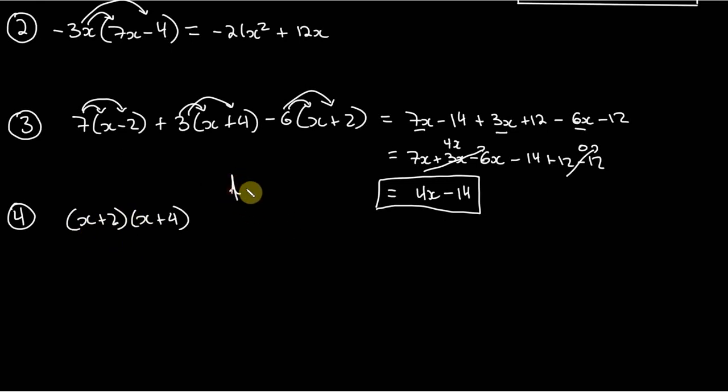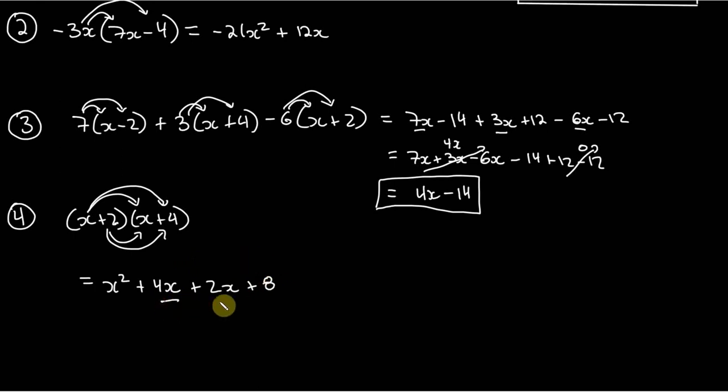Often I believe the FOIL method is quite popular. It's widely taught, but we just have to remember the distributive law as covered in previous videos. We're distributing this x across both terms, x times x and x times 4, and then this 2 across, so 2 times x and 2 times 4. So x times x is x squared. x times 4 is plus 4x. 2 times x is plus 2x. 2 times 4 is 8, so it's plus 8.